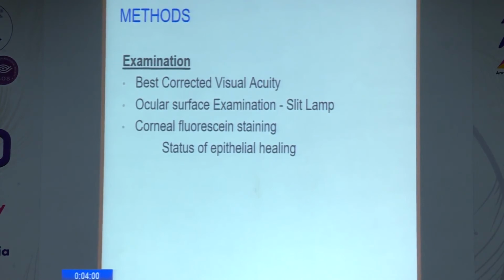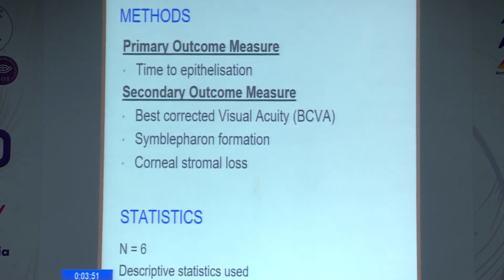We noted the best corrected visual acuity and the ocular surface examination on slit lamp, and stress was given to the ocular surface staining by fluorescein. The primary outcome measure was time to epithelialization, because that's what we wanted to have, a rapid and a sustained epithelialization. Secondary outcome measures were BCVA, symblepharon formation, and stromal loss.